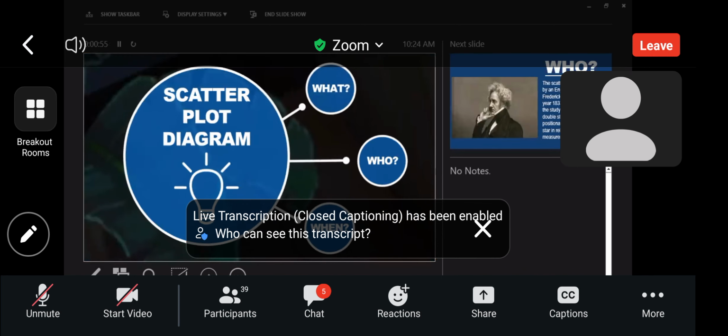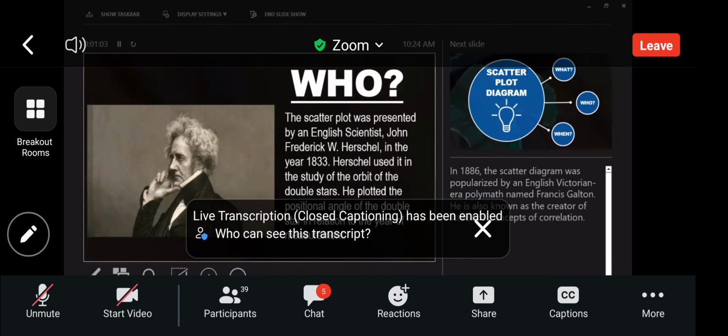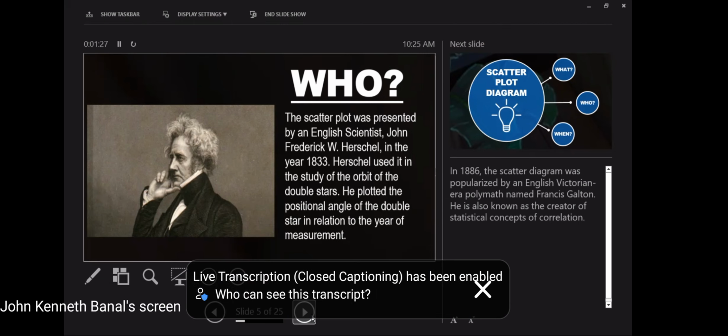So, who naman po? Scatter plot was presented by English scientist John Frederick Herschel in the year 1833. So, Herschel used it in the study of the orbit of double stars. He plotted the positional angle of the double star in relation to the year of measurement. So, in 1886 naman po, the scatter diagram was popularized by English Victorian era polymath named Francis Galton. So he is also known as the creator of statistical concepts correlation.